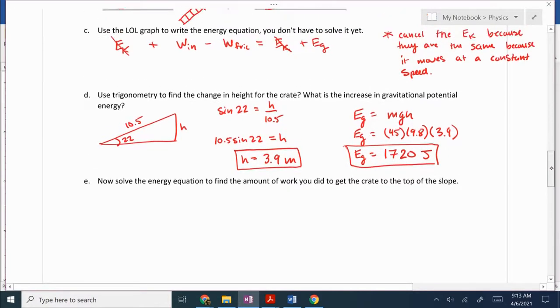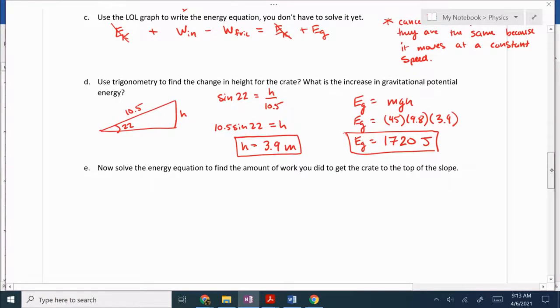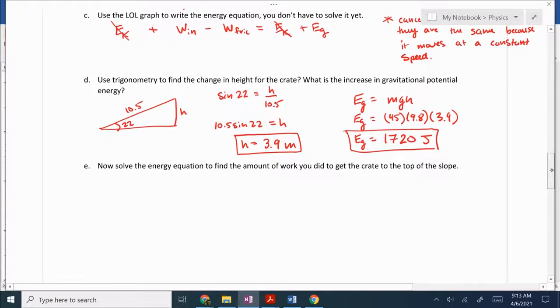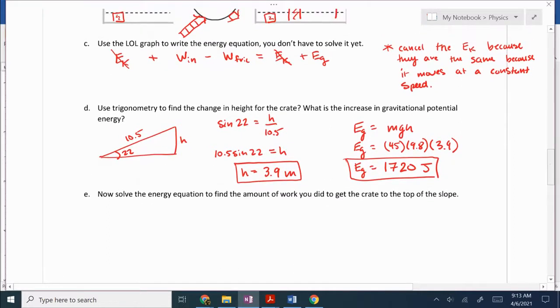Okay, so now solve the energy equation to find the amount of work you did to get the crate up the slope. Okay, so let's look at what we have left after we crossed out the kinetic energies. We had work in, which is what we're being asked to solve for because that's the amount of work we did pushing it up there, minus the work due to friction is equal to the amount of gravitational energy.